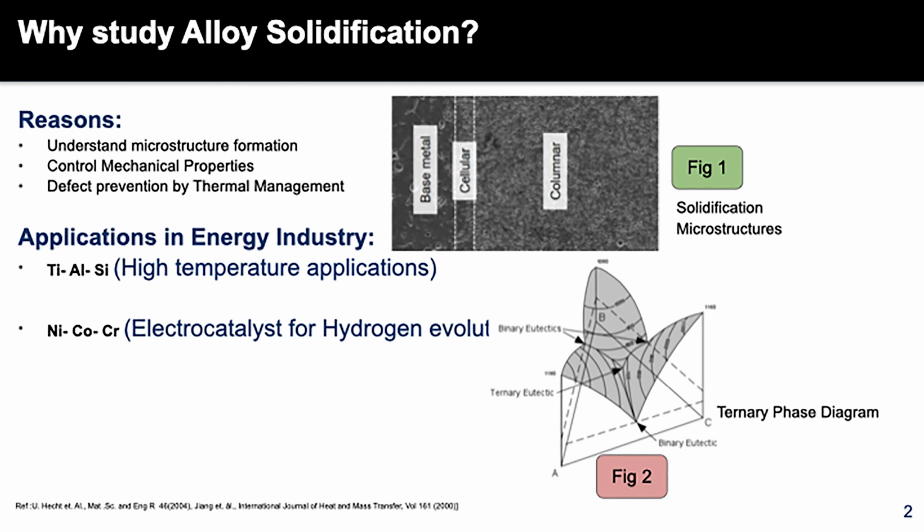During a solidification process like casting, the solid-liquid interface goes from a planar structure to cellular to columnar and then dendritic. These structural changes affect the mechanical properties of your alloy. Understanding this process can help you better design alloys with certain custom mechanical properties, and you can also prevent defects by thermal management.